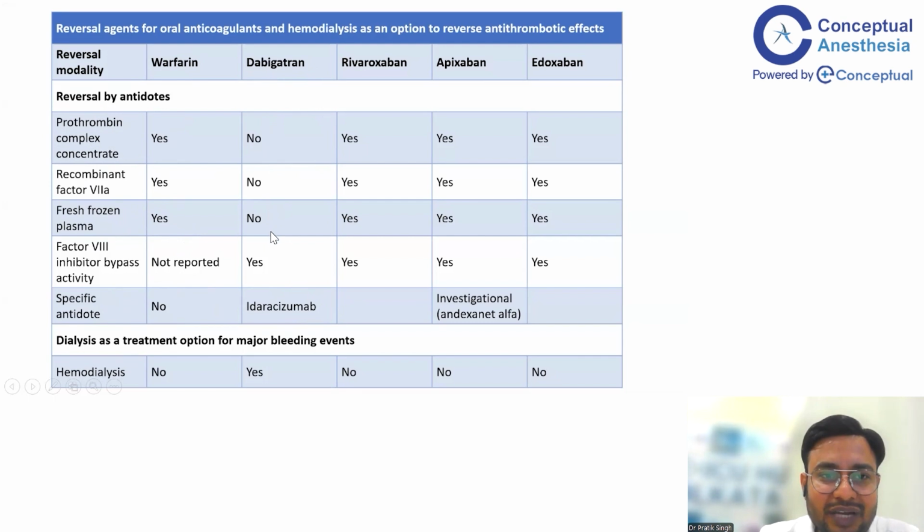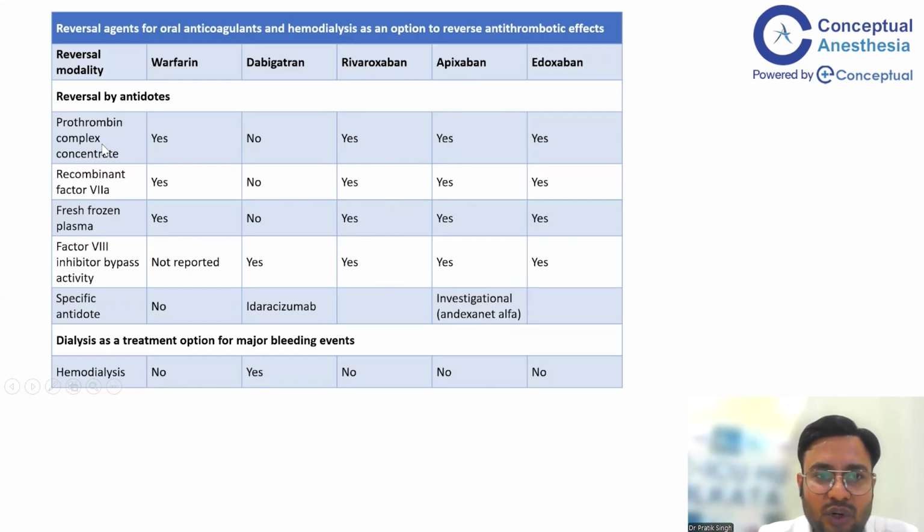If we are using the rest of the factors, it is not going to work on it. Rivaroxaban is a factor 10A inhibitor. So prothrombin complex concentrate, factor 7A, or FFP, which is going to let the body make more 10A factor, is beneficial. Andexanet alfa for apixaban is under investigation, not out in the market, not approved.